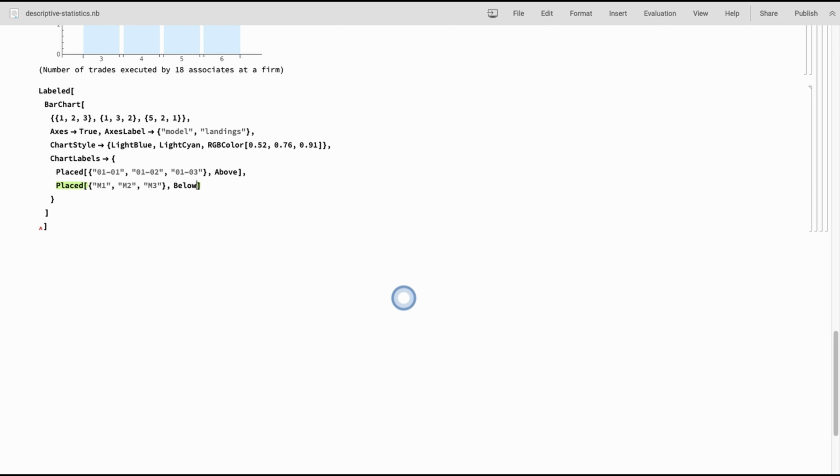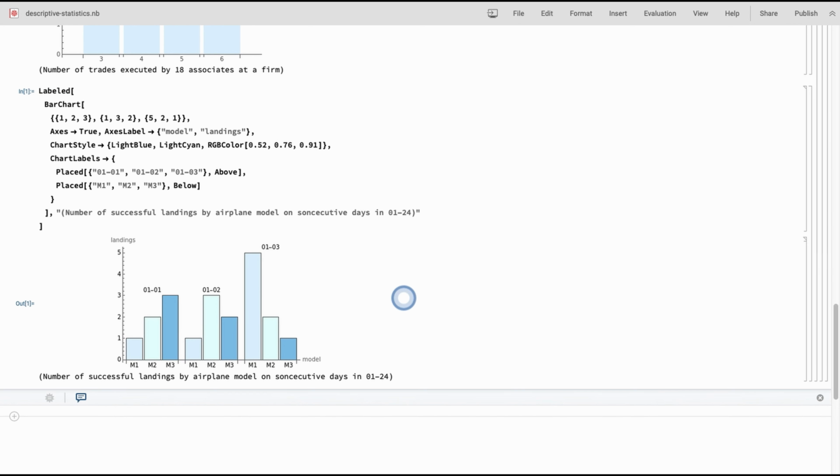Next, we're going to label the consecutive days of January 2024 and indicators for the respective models, Model 1, Model 2, Model 3. And then lastly, let's label the chart. So again, number of successful landings by airplane model on consecutive days in January 2024. All right, let's see what this looks like. Cool.